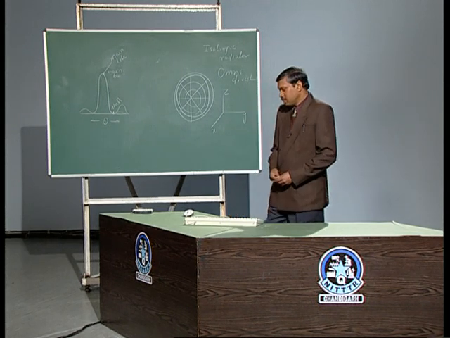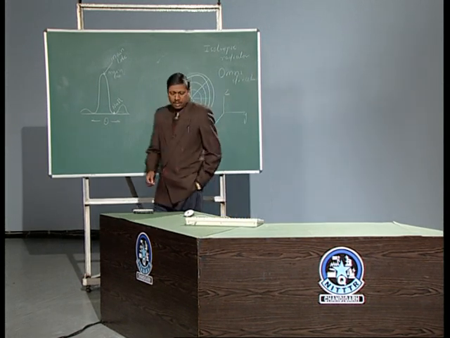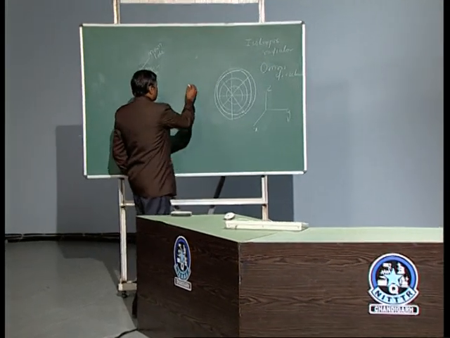Now, let us take the dipole antenna. In a dipole antenna, we have 2 rods.